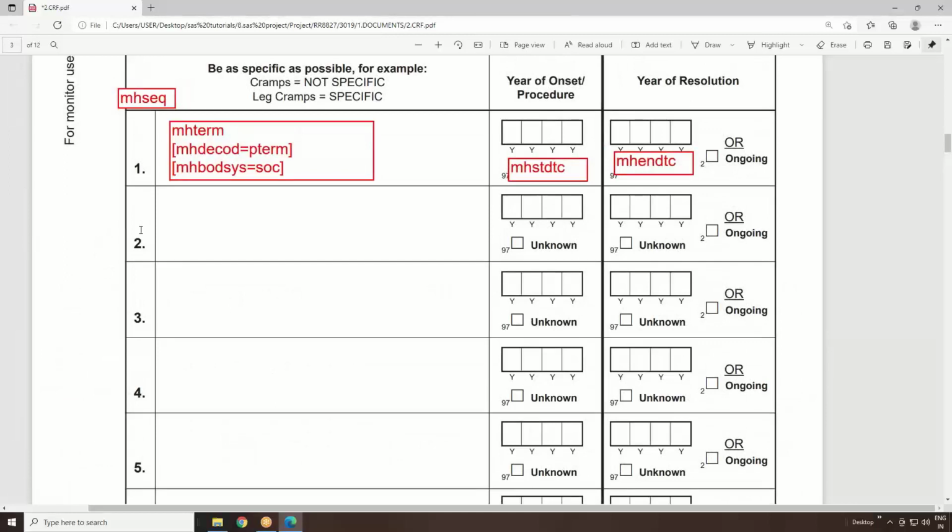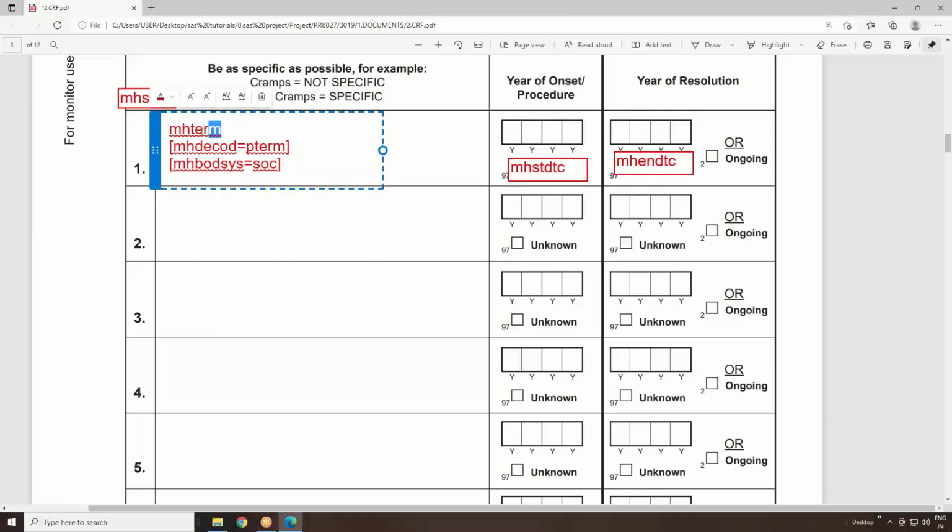MH sequence means, sequence-wise, all the side effects they have already faced and the medical conditions of those persons you can get. That is going to be the MH term. We call it a term. Stomach pain is a term. According to the dictionary coding term, that is your preferred term. Okay, PT term, you will get it.